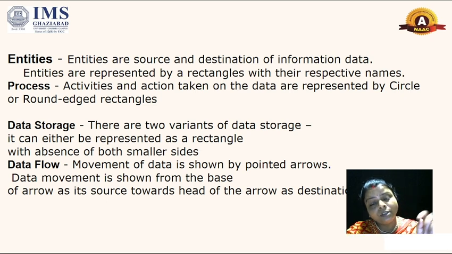When you talk about the process, what is it? It is a series of activities, represented by a circle or by round-edged rectangles. When you talk about data storage, there are 2 variants. It can be represented as a rectangle with both of the smaller sides absent. When you talk about the data flow, it is the movement of data, and towards which direction the data is moving, you will show it with an arrow.